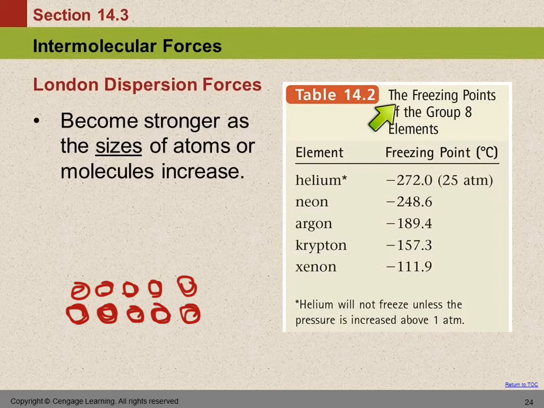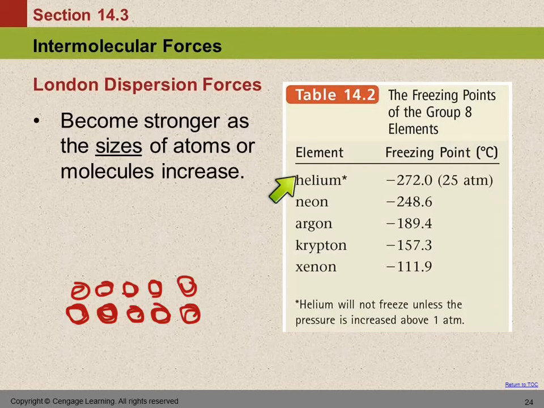Melting point and freezing point are really the same thing. It's just an idea of which direction you're going. So neon would melt at minus 248 Celsius. It's really cold. Xenon melts at minus 111. Still really cold, but that's a higher temperature than where neon melts. Which means that to get xenon to melt, you have to have a lot more energy. The forces of attraction between the molecules or the atoms are stronger.